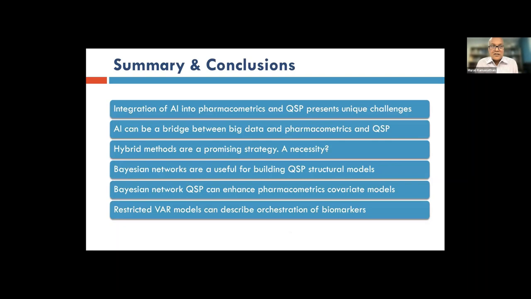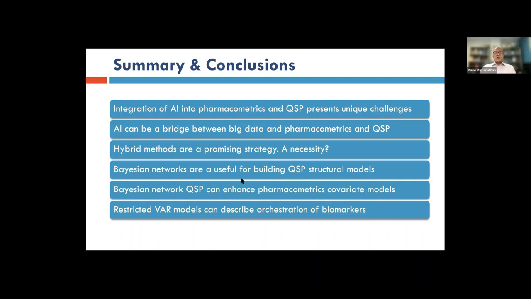And here's my summary and conclusion. I want to point out that integration of AI into pharmacometrics and QSP presents unique challenges. AI can be an excellent bridge between big data and pharmacometrics. I'm making the case that hybrid methods are a promising strategy. Traditional pharmacometrics, nonlinear mixed effect modeling, is not going away anywhere soon, and it might well be a necessity given the nature of the problem. I've shown you how Bayesian networks can help QSP-like structural models to be built with data and built objectively.